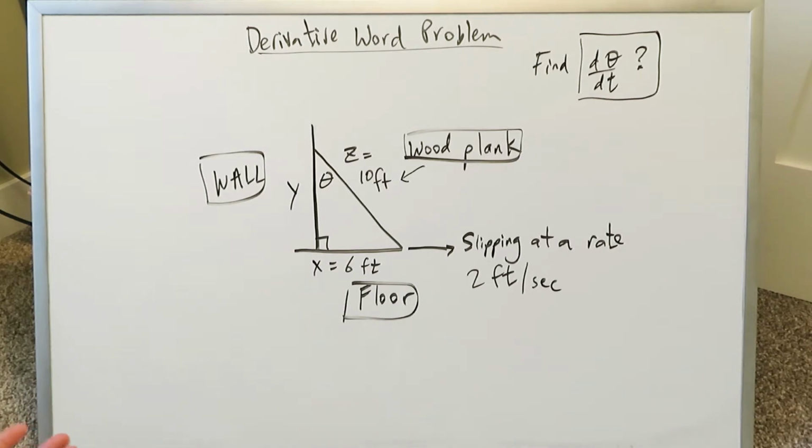We are doing here a derivative word problem video. We will look at a single word problem. It's a derivative rate of change word problem. Slightly difficult. And here it is.